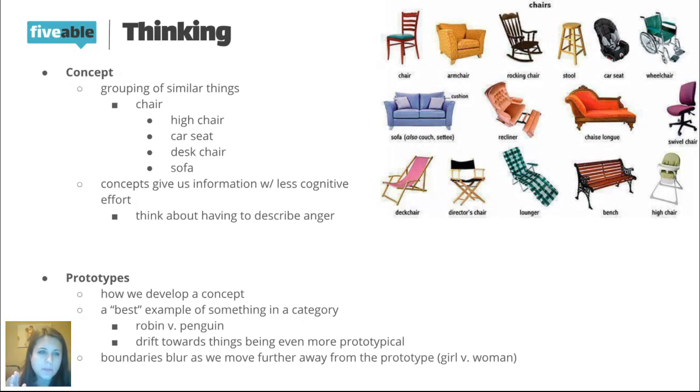And so basically, our prototypes are helping us organize this info, but as we move further and further from our best example, sometimes the concepts can be confusing and a little bit misleading, because when is the cutoff for girl to woman? Is it 15? Is it 18? Is it 21? Where is that example?